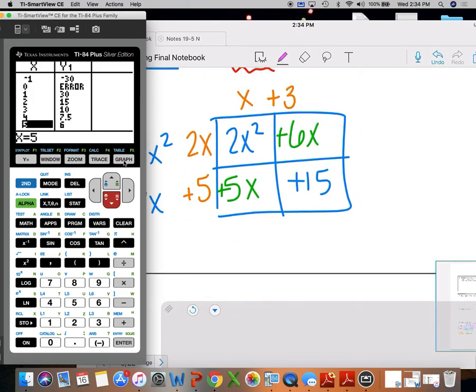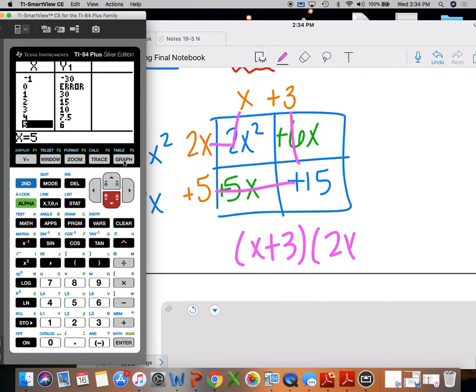I do a quick check. 2x times x is 2x squared. 5 times 3 is 15. So my factors are x plus 3 and 2x plus 5.